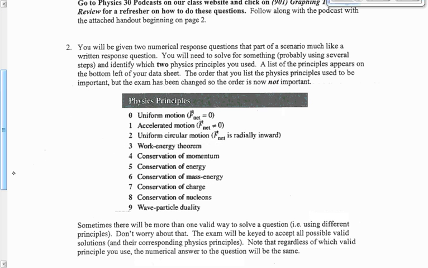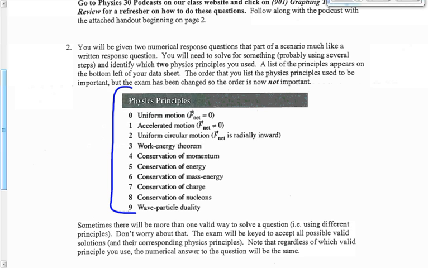When you do, you should see something like this that says physics principles. They're numbered 0 through 9. They used to be numbered 1 through 10. I liked it when they were numbered 1 through 10. You know why? Because there's always going to be 2 physics principles that you'll use. There's always going to be 2 that you're going to list.